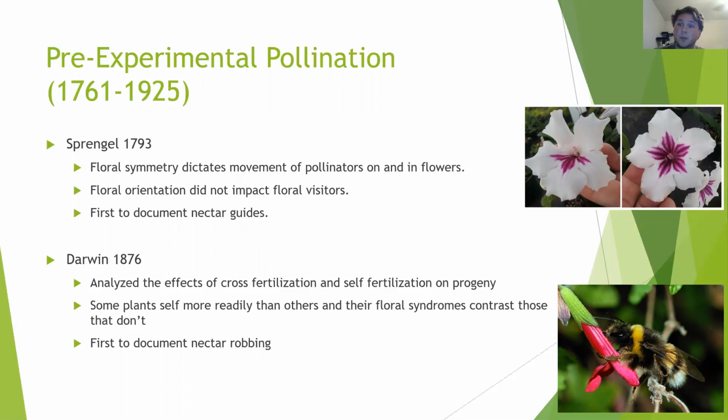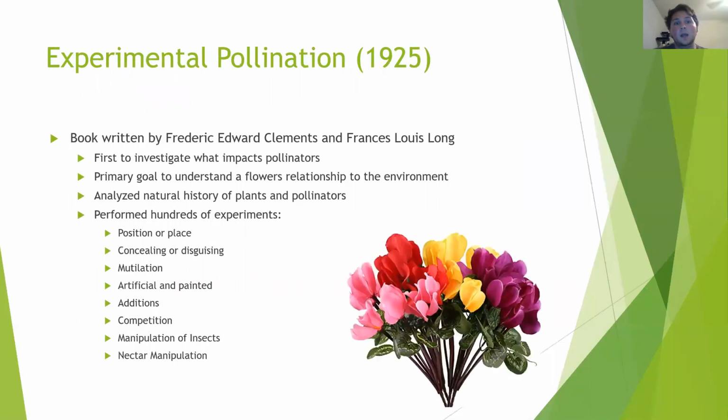He was also one of the first people to observe or document nectar robbing, which you can see this bee in the corner doing, which is just instead of pollinating, going in and nibbling a hole into the flower and drinking its nectar. Then we have experimental pollination in 1925, which was written by Clements and Long. And in this book, there are about 100 experiments that they do, and they criticize previous pollination biologists or people who are looking at pollinators and flowers for not doing experimentation.